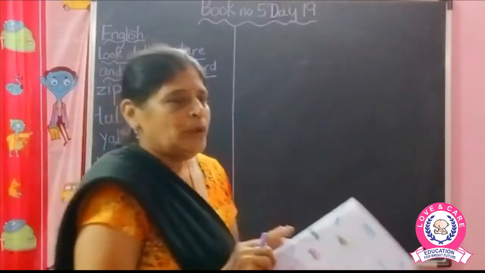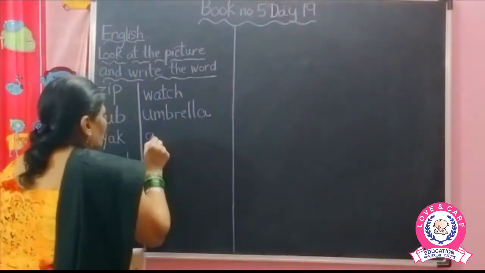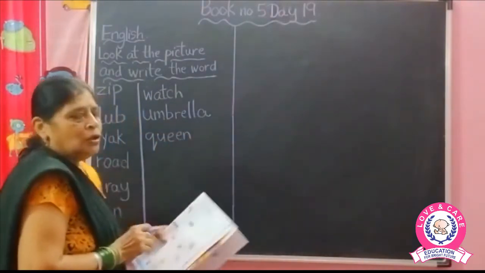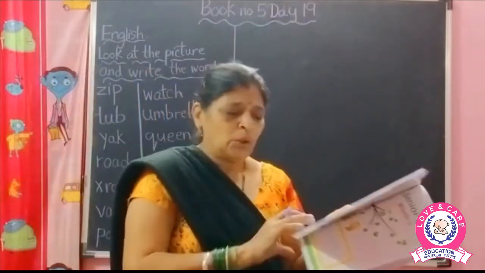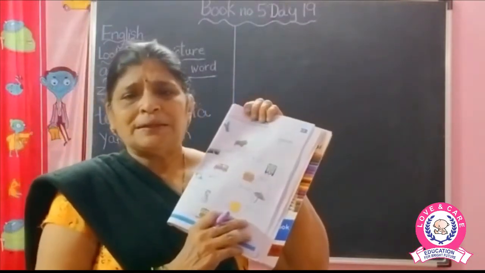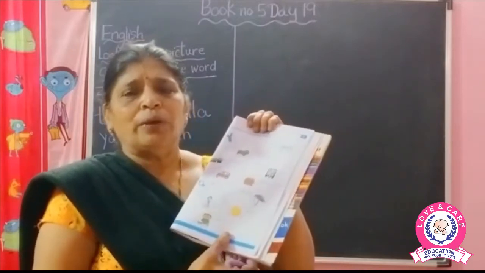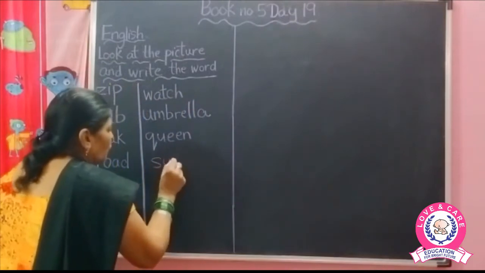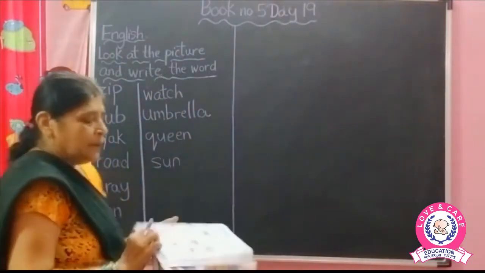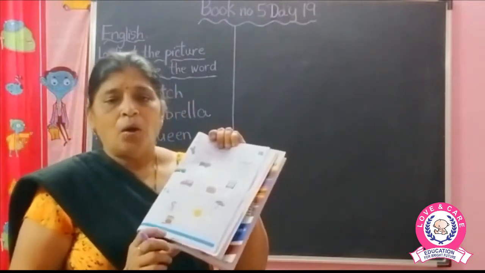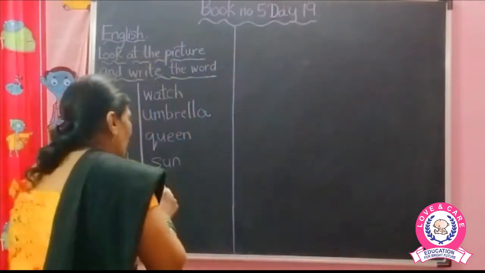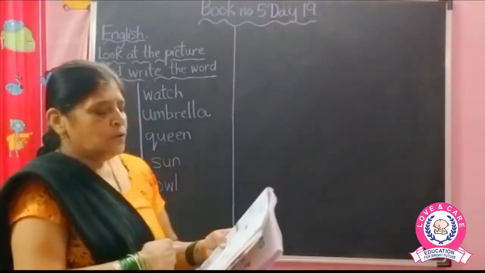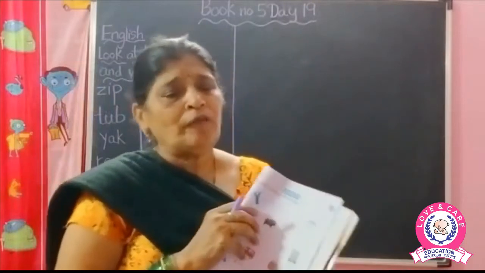Queen. Which picture is it? Q-U-E-E-N. Queen. Now the next picture. Sun. S-U-N. Sun. Now the next one. Owl. O-W-L. Owl. So children, you have to look at the picture and you have to write the words.